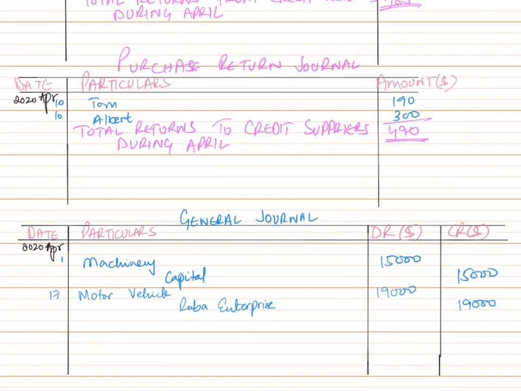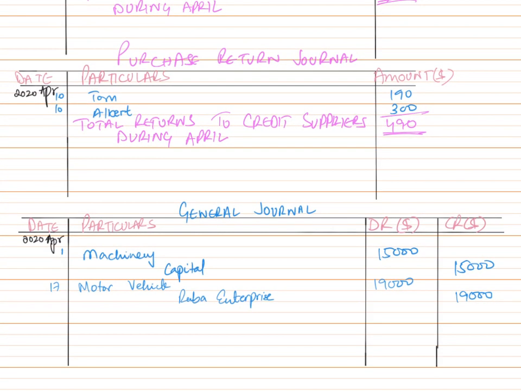For the journal you won't take out any total, you leave it like this. So here we are done with this question. Thank you.